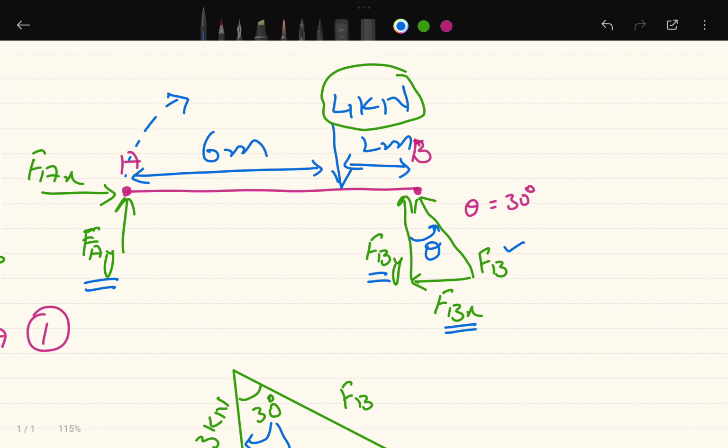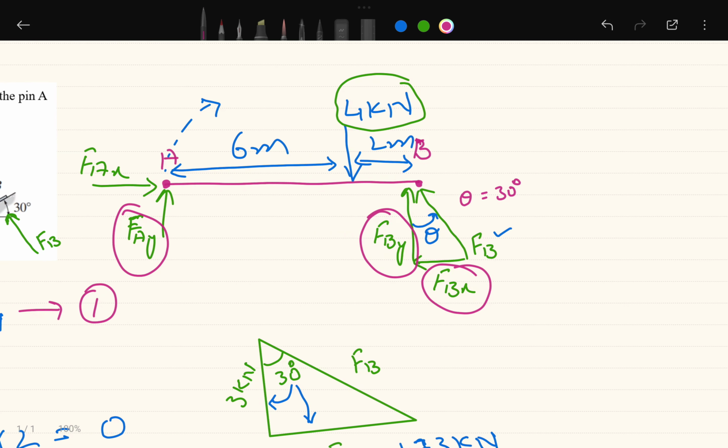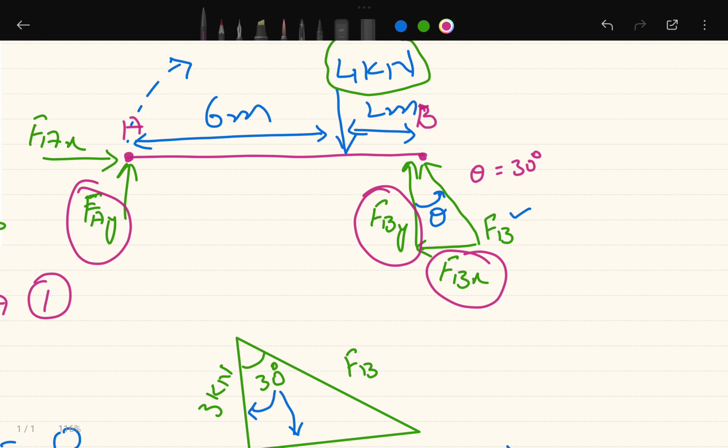All right, now what have we found so far? Let's see. We found FBX, we found FBY, and we also found FAY. So we have found this one, we found this one. So two, one horizontal, one vertical, and then we also found another vertical force. Okay, now we are left with FAX, sorry.